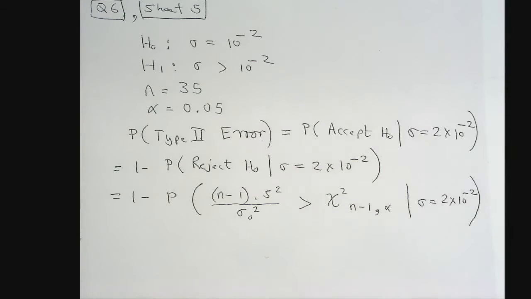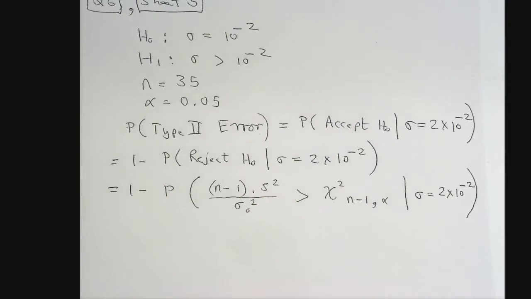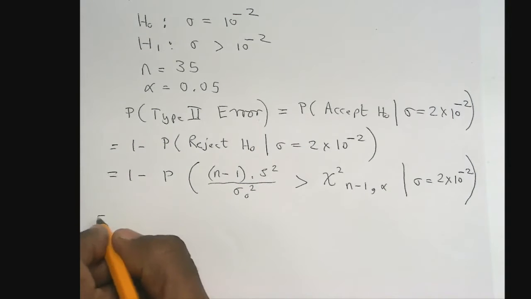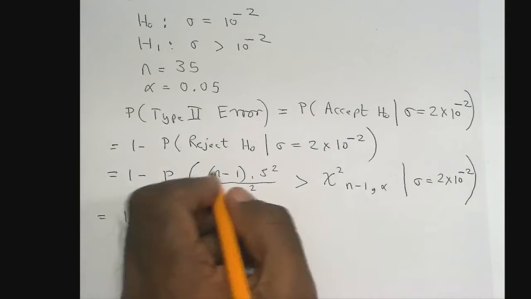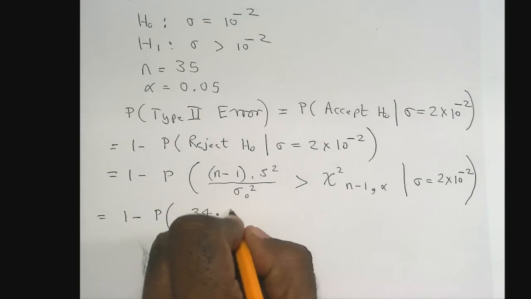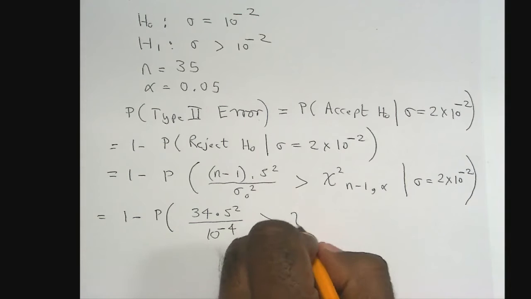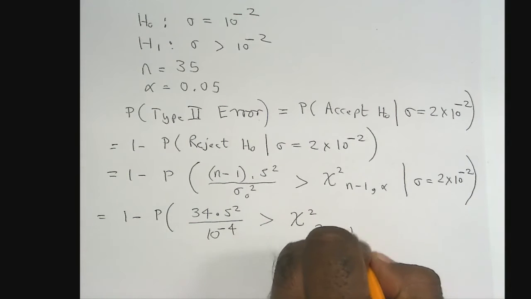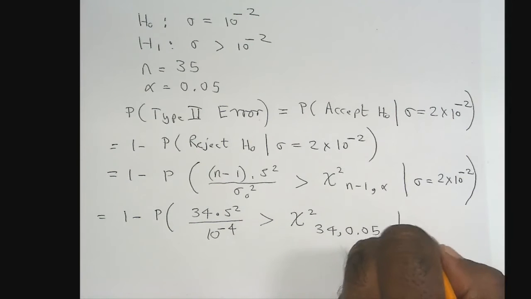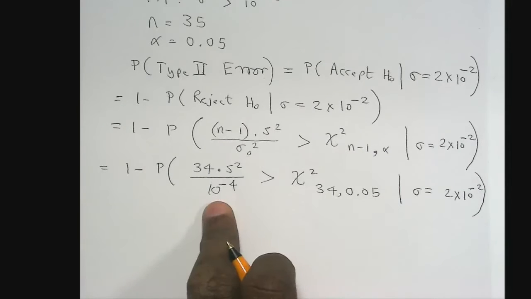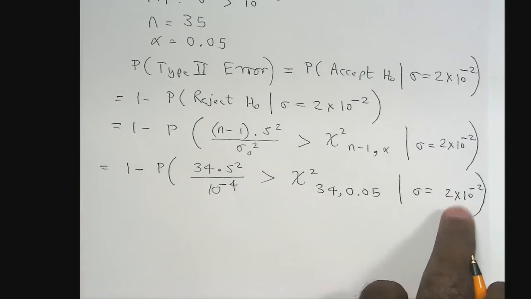All right. This is from the notes, guys. Sigma 0 squared, in our case, is 10 to the power minus 2. So what you need is n is 35, so it's 34 times s squared divided by 10 to the power minus 2 greater than chi squared 34, alpha is 0.05. Sigma is 2 times 10 to the power minus 2. Now this is no longer the true variance. The true variance is the square of this, right?